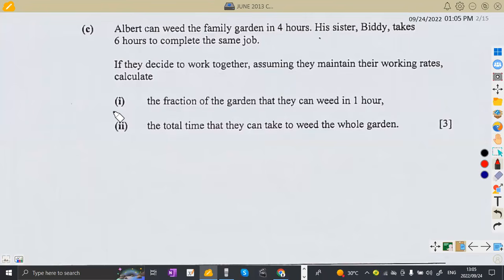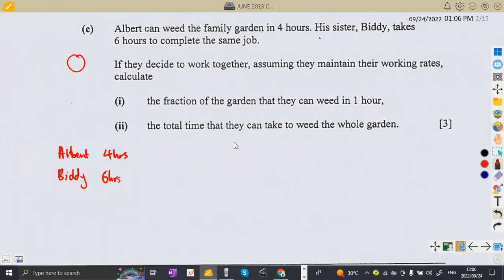Let us take Albert here. Albert is taking 4 hours to weed the garden. Then Baidi here is taking what? She is taking 6 hours to weed the same garden, which is his sister. So if we are talking about an hour, we are referring to the complete garden, like a revolution. Just like let's take a complete revolution. Okay, that is how you take this question.